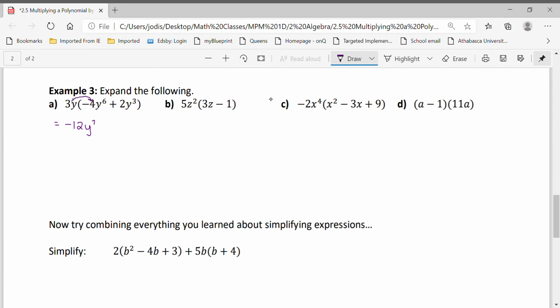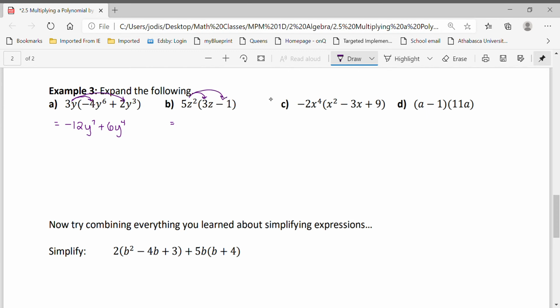Next we've got 3y times 2y to the power of 3. So 3 times 2 is 6. Y, and then this is a 1 and a 3, so 1 plus 3 is 4. Right here, we don't have any like terms because this has an exponent of 7, this has an exponent of 4, so we're done.